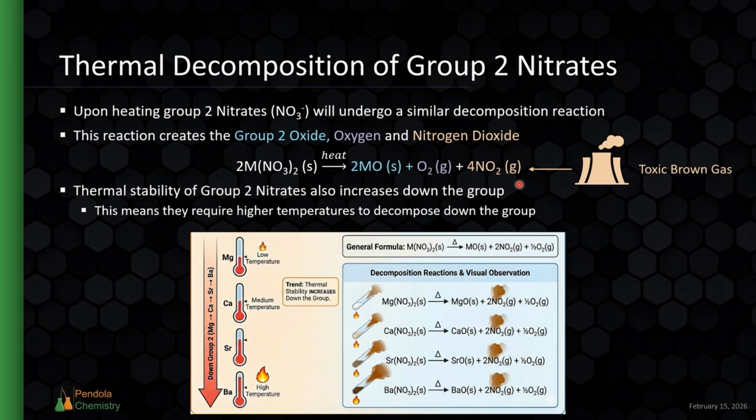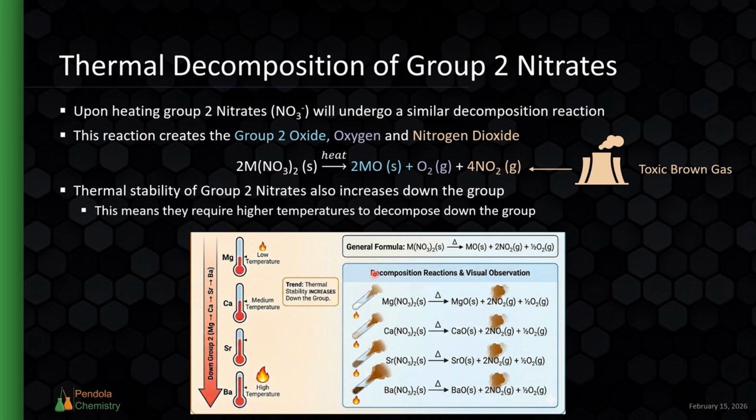But this does actually give us an observation. Nitrogen dioxide is a toxic brown gas. And so where we can see the oxygen being created, we can see the nitrogen dioxide being created. And that's going to look like a toxic brown gas. So we will get an observation of a brown gas when a group 2 nitrate is decomposed.